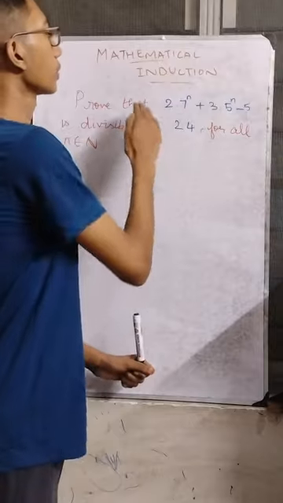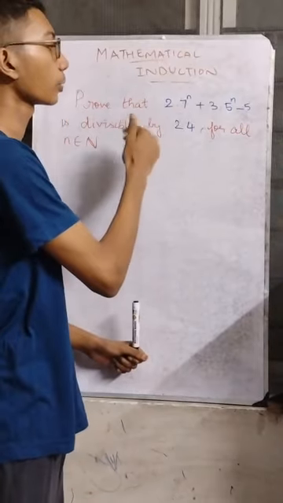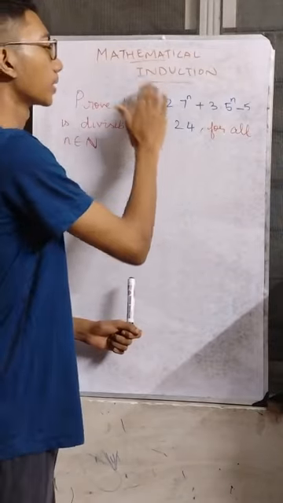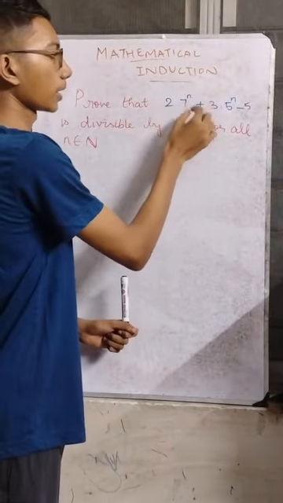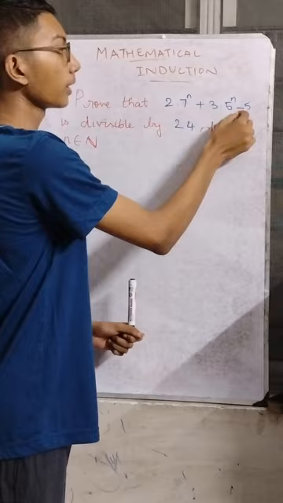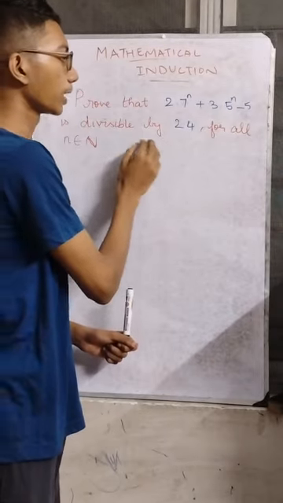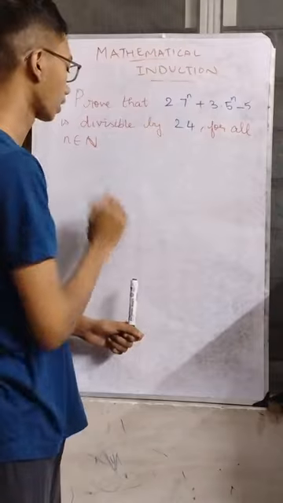In this video, we are going to see another problem we are going to prove by mathematical induction. So the problem is, prove that 2 times 7 power n plus 3 times 5 power n minus 5 is divisible by 24 for all n belongs to N.